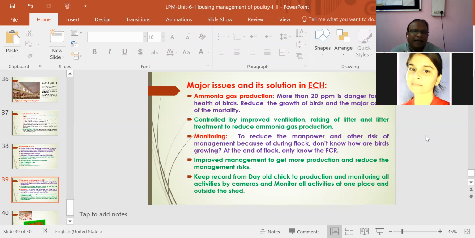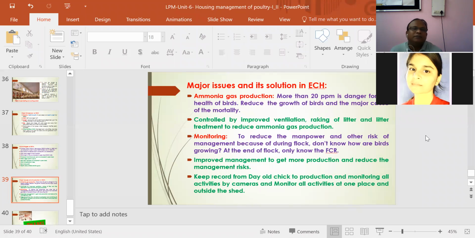High ammonia gas production is controlled by provision of improved ventilation, so that ammonia gas goes outside through the exhaust fan, raking of litter material, just raking, and turning the litter upside down, and use of litter treatment such as calcium carbonate or lime powder to reduce the moisture content of the litter material, so it is helpful in reducing ammonia gas production.